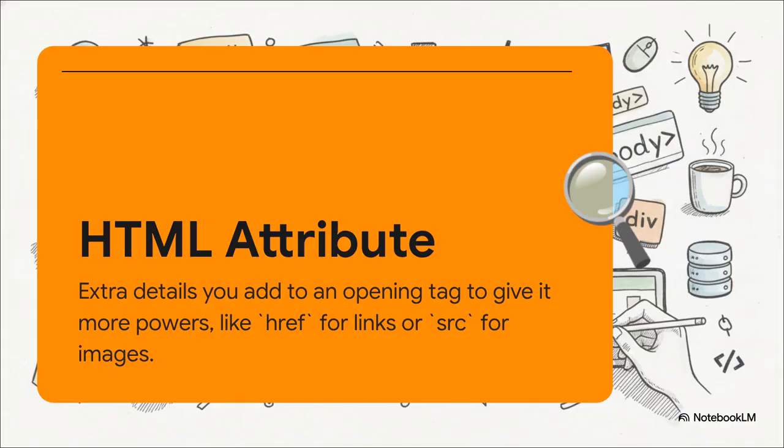Now, this is where things start to get really powerful. We can give our elements special abilities using something called attributes. An attribute is just a little piece of extra information that you add to the opening tag. A perfect example is the href attribute on a link. That's what tells the browser where the link should go. Think of attributes as settings or even little superpowers for your HTML elements.